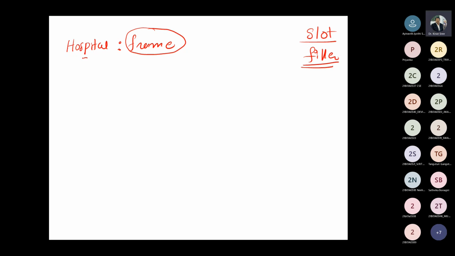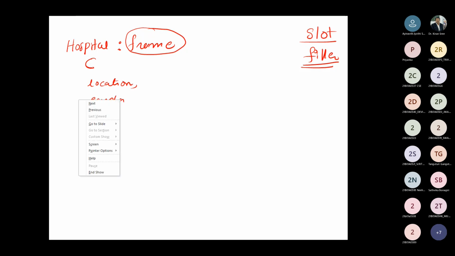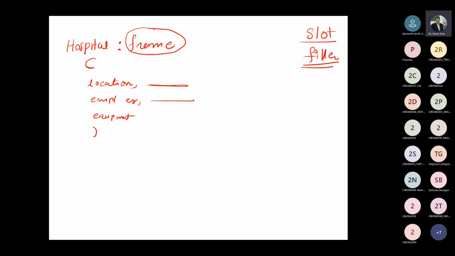And what this frame will do is, assume that there is a hospital. In the hospital, the attributes can be location, employees. I'm not describing this because you need to give a description: what location is, what employees are, and equipment. And I said there is a concept called a frame to represent knowledge.